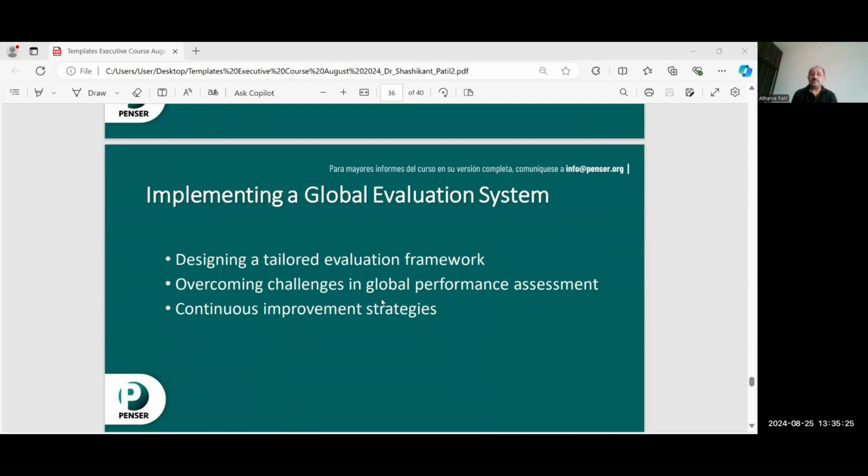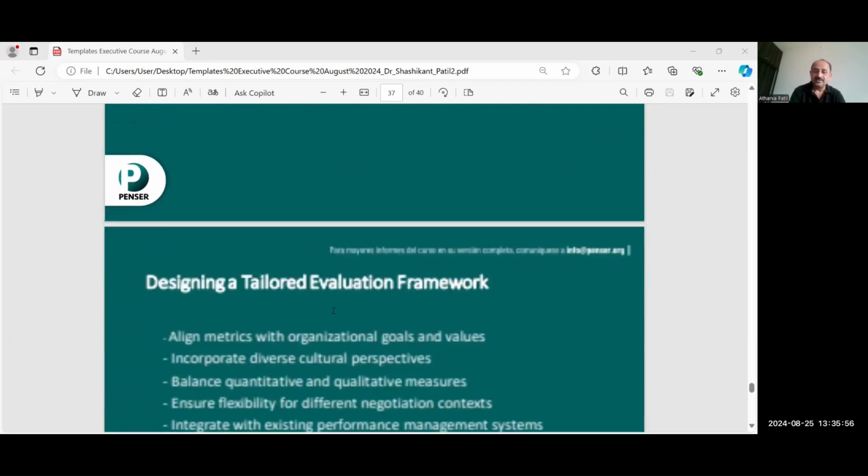So here you have to implement a global evaluation system. If you want to properly do the performance appraisal, evaluation and assessment, you have to design a tailored evaluation framework which will consider all aspects: human-centric, cultural, and geographical aspects. Overcoming challenges in global performance assessment can be done if you properly develop it and design it strategically. And there are some continuous improvement strategies that you need to implement.